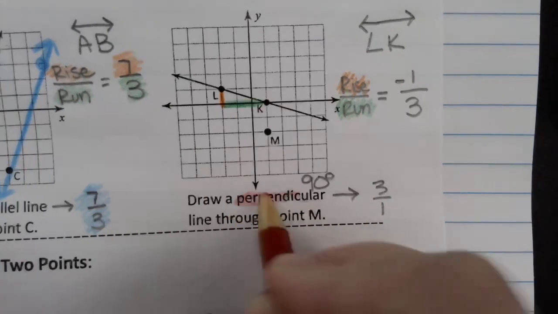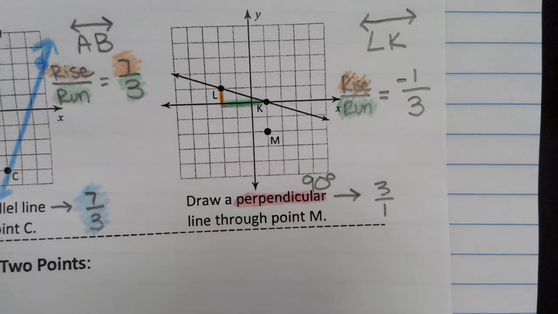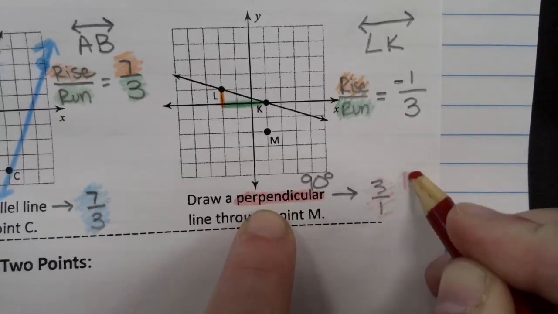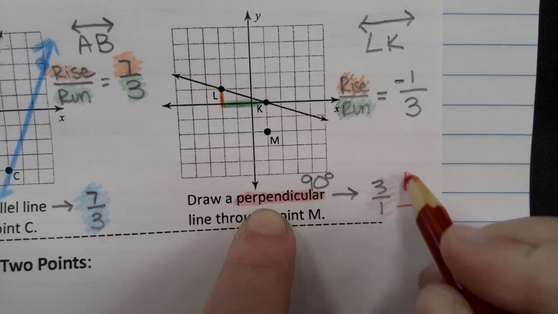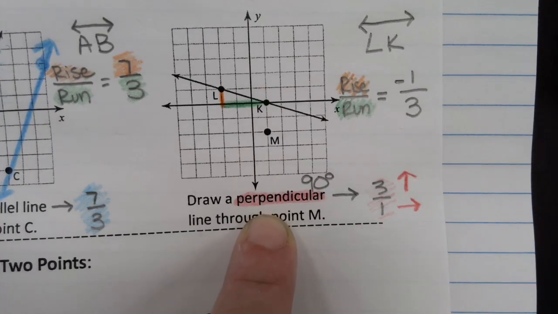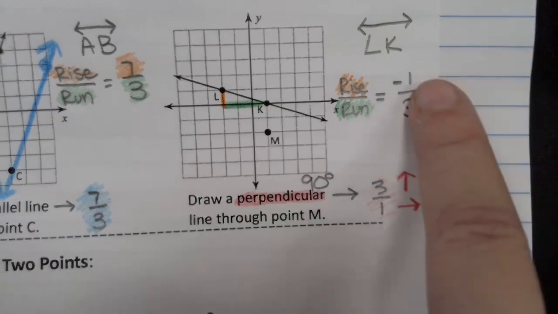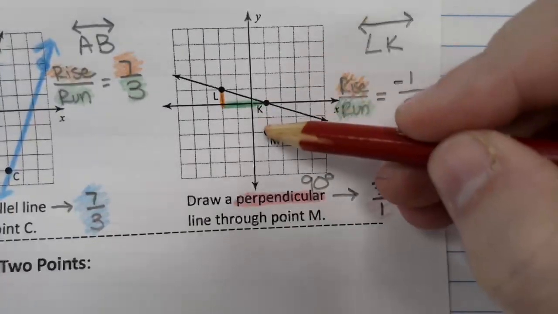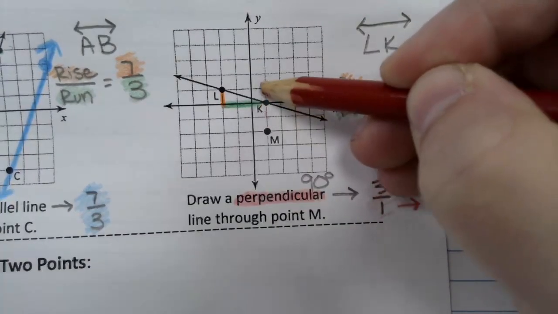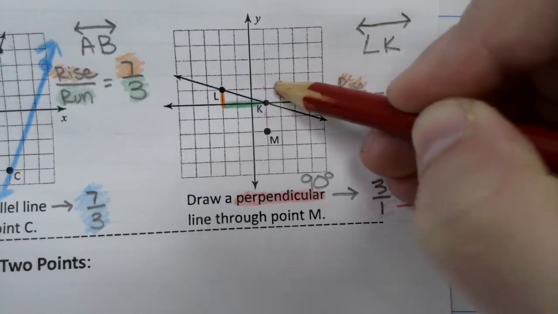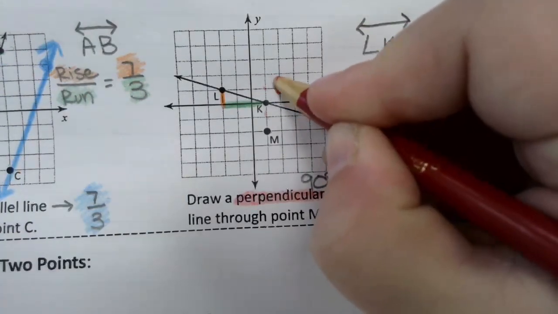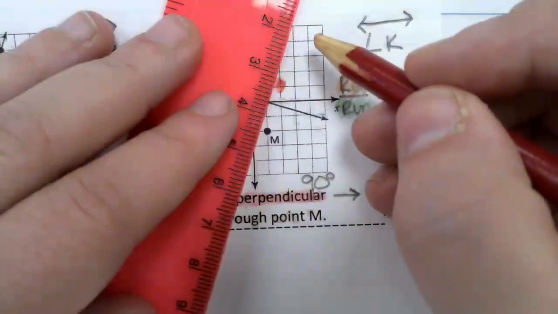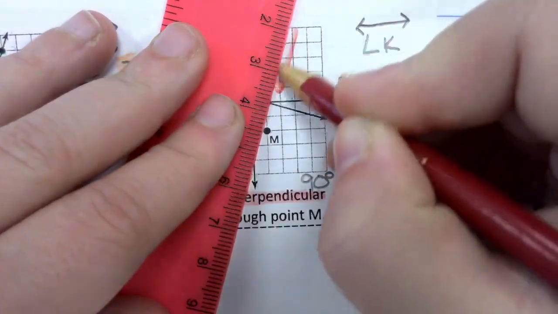Perpendicular. If we're going to do it from point M, that means we're going to go up 3 and to the right 1, because we had to flip it. It goes from negative to positive, and then we flip it upside down. So from M, I'm going to go up 3: 1, 2, 3, and over 1. Okay, we draw that line through there. We go up 3 over 1, and then we can draw our line.